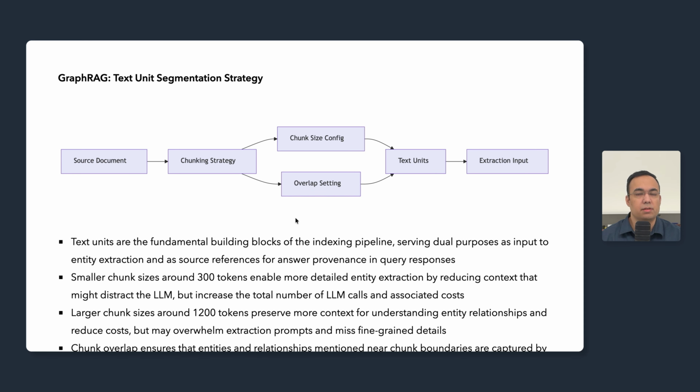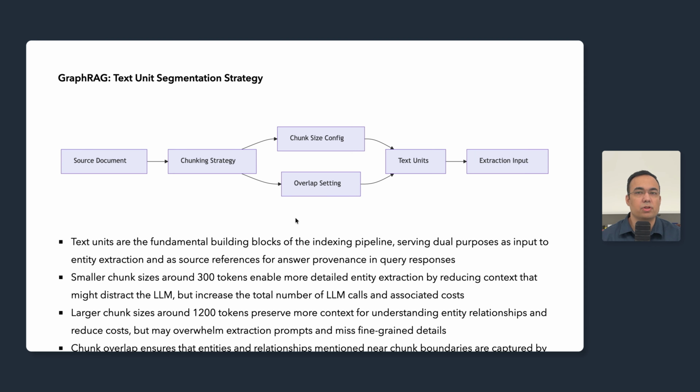The chunk overlap is an important consideration. Entities and relationships are often mentioned near chunk boundaries. Without overlap, information at these boundaries might be lost because the relevant context is split across two chunks. Overlap ensures that the entities and relationships spanning boundaries are captured by at least one text unit.